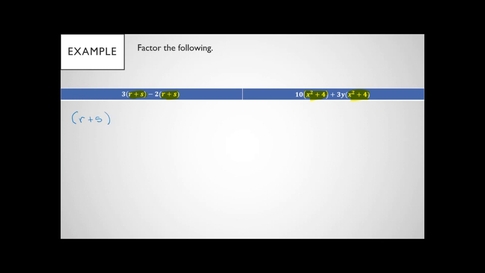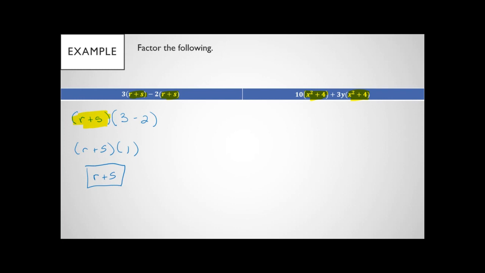So like we have r plus s in common in the first example, so that goes in front. And then what was left over goes in the second set of parentheses. So that'd be 3 minus 2, which actually here we can even simplify r plus s times 1. So you just are left with r plus s here. It's a little silly to factor this one, but it's just demonstrating the process. It's just undoing that distributive property.